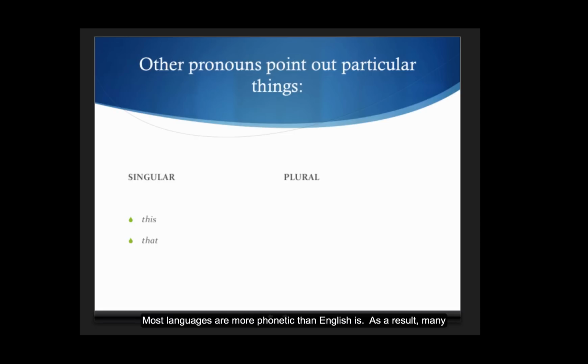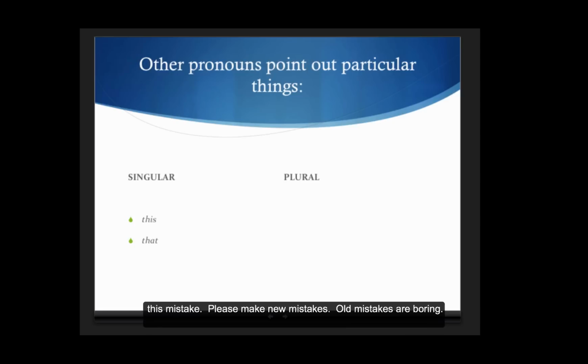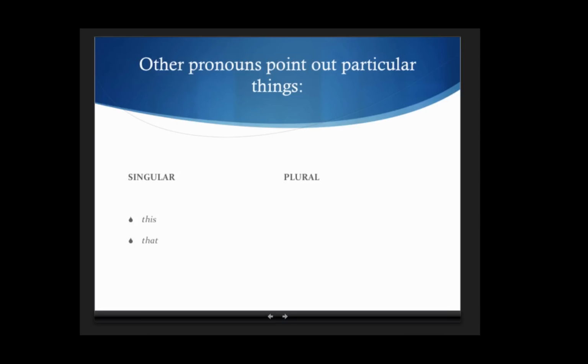Most languages are more phonetic than English is. As a result, many people write this instead of these. Don't make this mistake. Please make new mistakes. Old mistakes are boring. These and those are plural. This and that are singular.